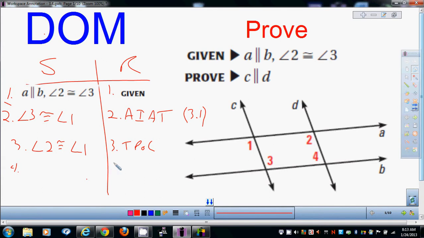Now, we just 10 seconds ago talked about how, once we know this, we could finish up the proof. How can we now show that BC is parallel to D?